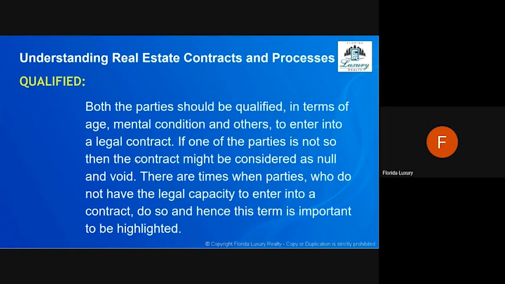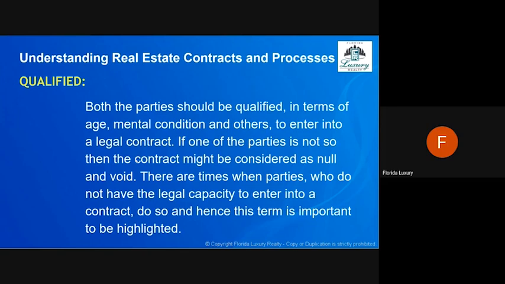This is probably one of the biggest, most important terms that we're going to talk about. Both parties should be qualified. Now, what does that mean? The seller should own the property, for one thing. Or we should have access to all of the sellers.